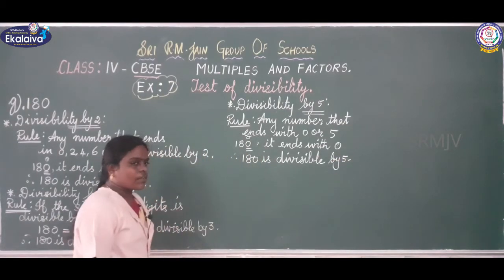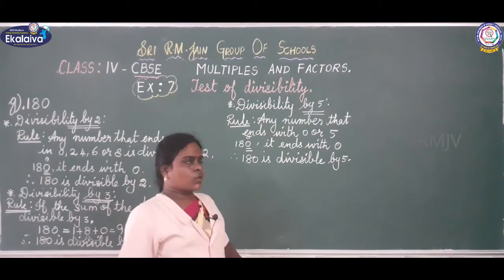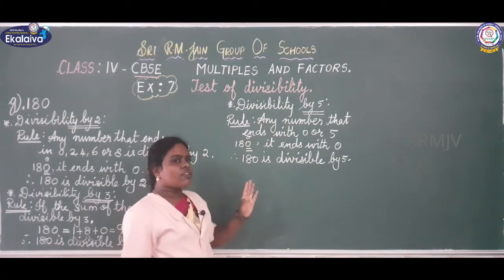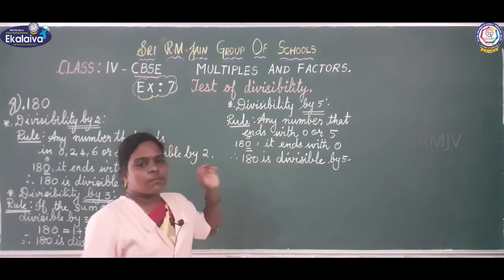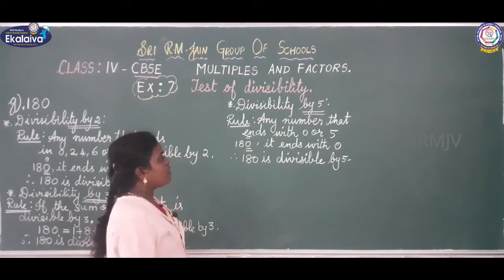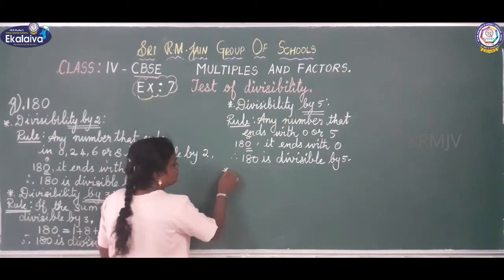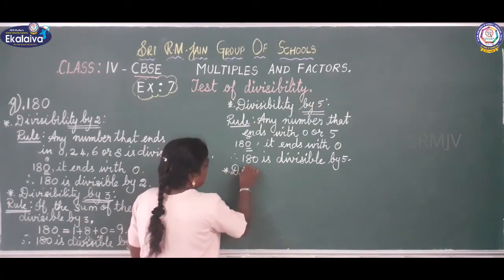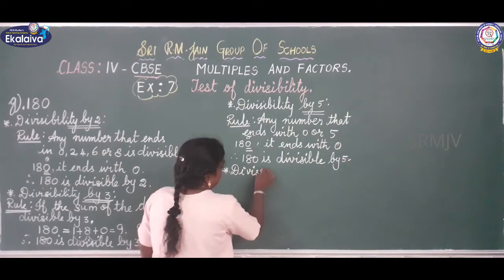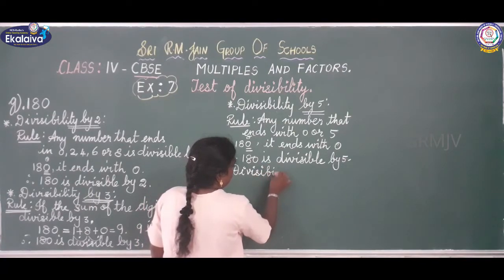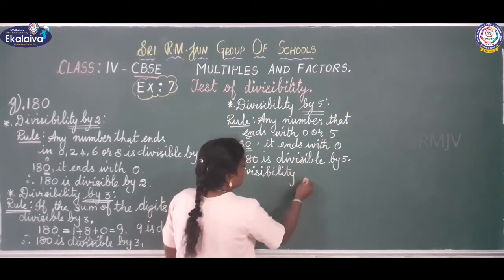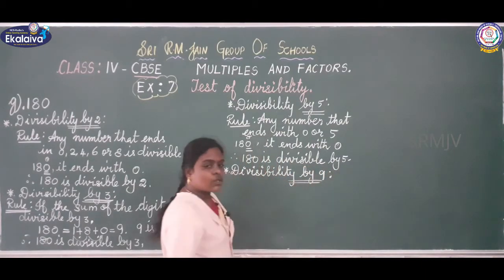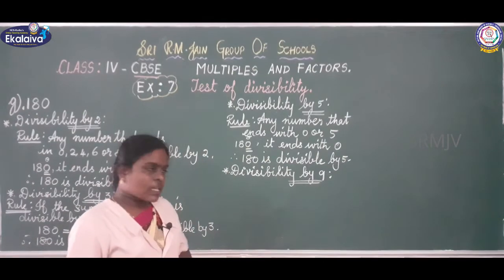So, here in the given number, the ones place is 0. If a number ends with 0 or 5, it is divisible by 5, is the rule. Therefore, the given number 180 is divisible by 5. Now, let us check for the rule 9. Divisibility by 9. Do you remember the rule, children? Yes, let us write.